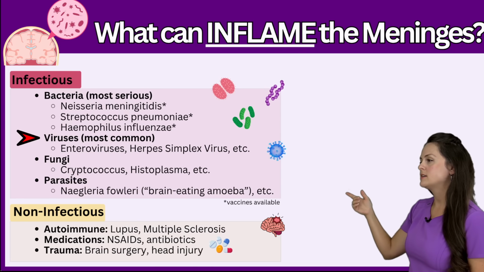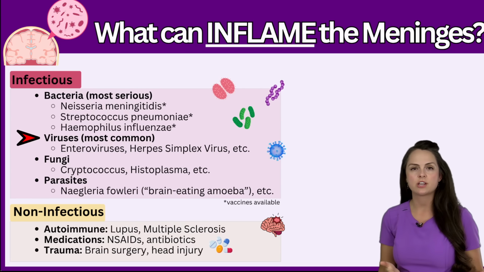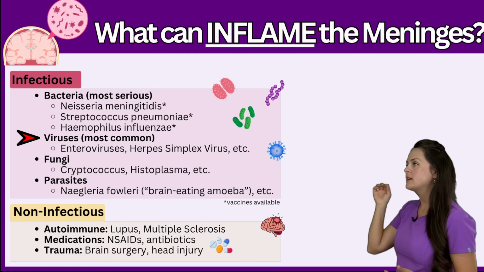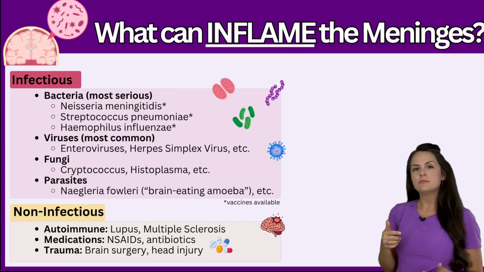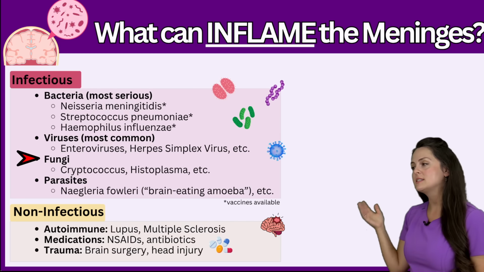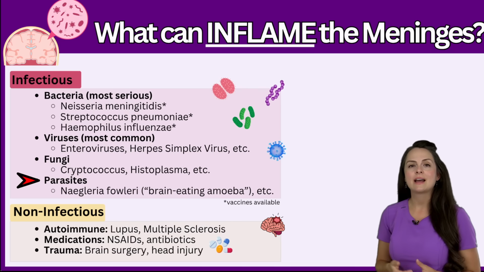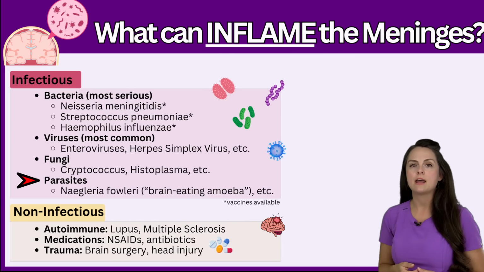Then we have viruses, and this is the most common cause of meningitis, known as viral meningitis. And it typically is caused by the enteroviruses and herpes simplex viruses. Then we have fungi, which can be caused by Cryptococcus and histoplasma, and then parasitic, which can be caused by Naegleria fowleri, which is most commonly known as the brain-eating amoeba.